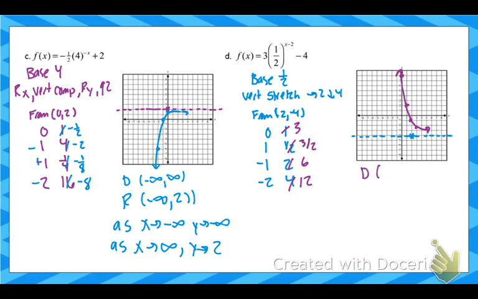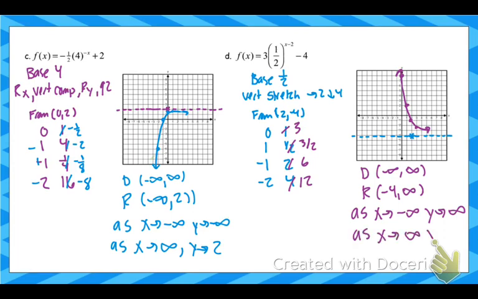Last features, domain, range, and then end behavior. So as my x's get smaller, y is approaching positive infinity. As the x's get bigger, the y's are approaching -4.